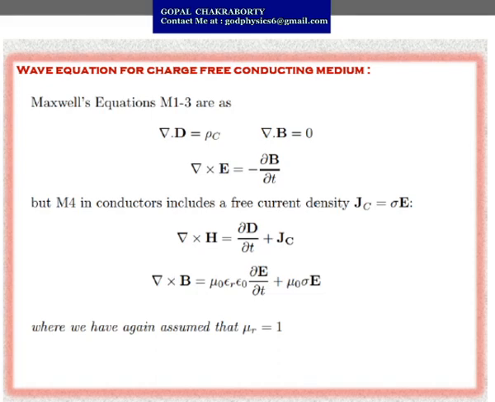Here D is the displacement vector, B is the magnetic field induction, E is the electric field, mu naught is the permeability for free space, epsilon naught is the permittivity for free space, and sigma is the conductivity. Here I have considered mu r, the relative permeability, to be equal to 1. So these are the Maxwell's equations for charge-free conducting medium. Now I will show you how you will find the wave equation.